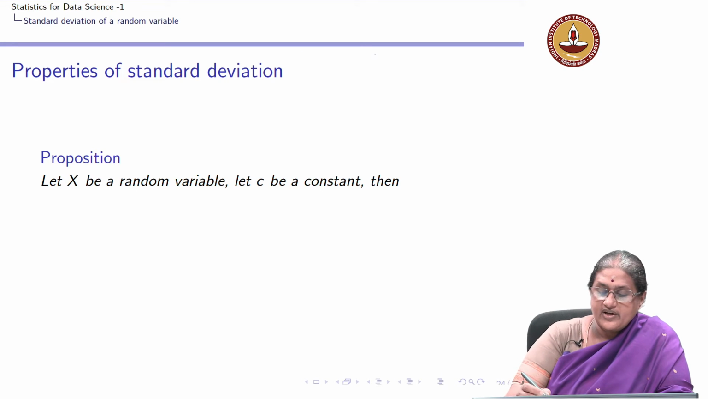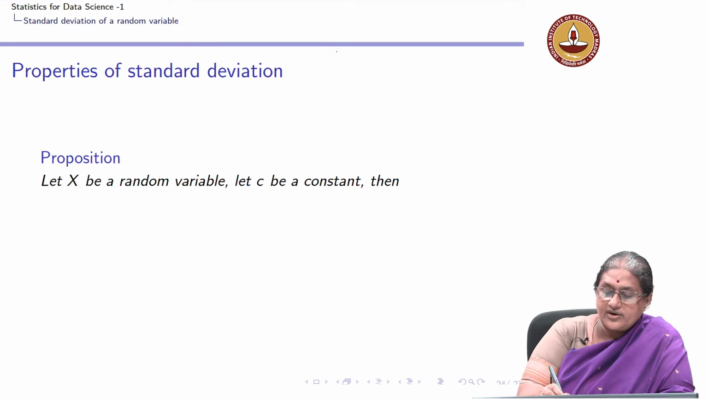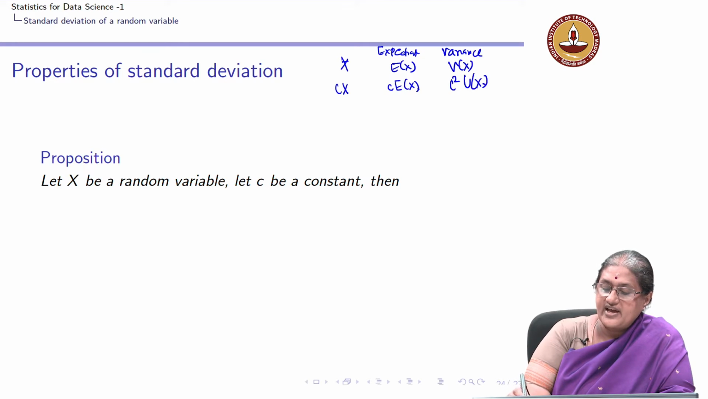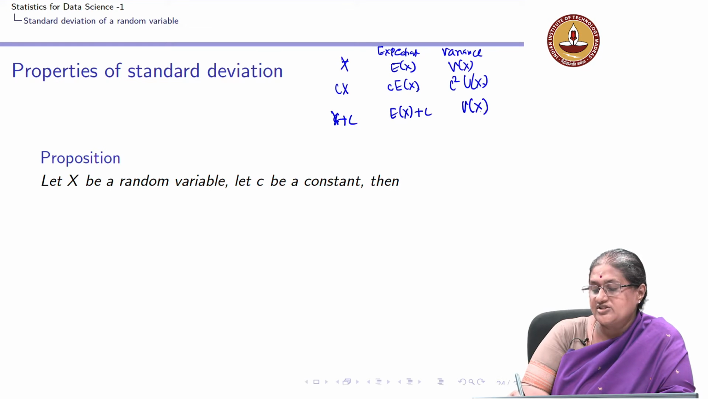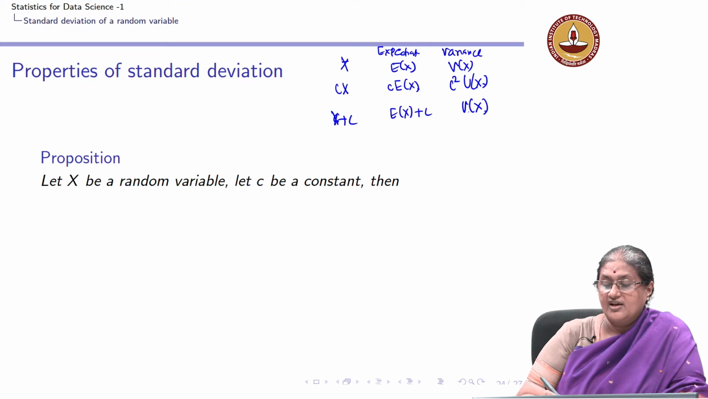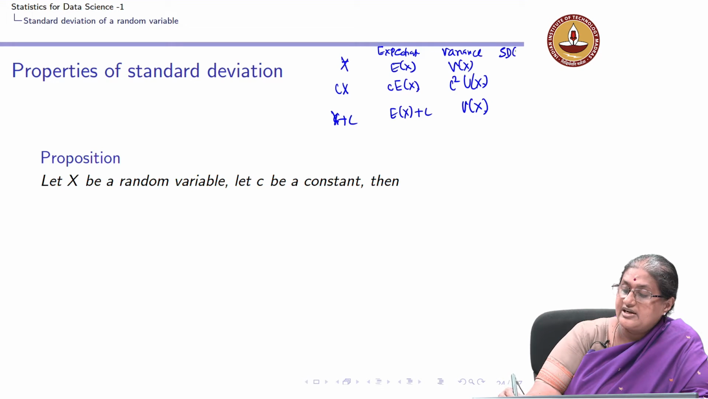What we are interested in knowing is, I already have the following. If x is a random variable and c is a constant, the expectation of c times x is c times the expectation of x. The variance of cx is c square variance of x. The expectation of x plus c is the expectation of x plus c, and the variance of x plus c is just the variance of x. This is something which we have already seen. So, now let's see what happens to the standard deviation of x.